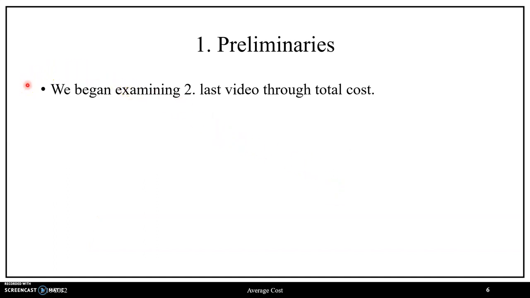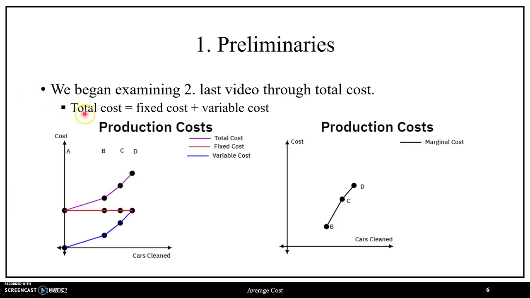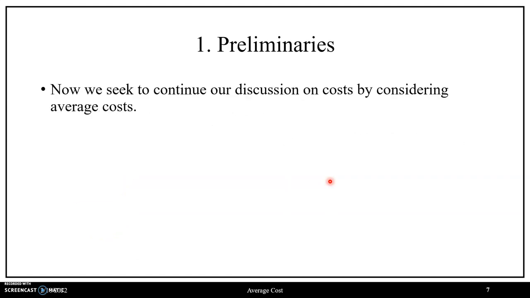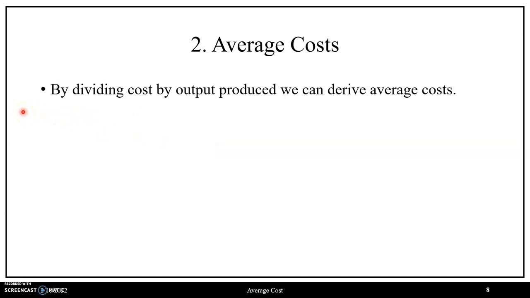and we have begun discussing question 2 in our last video through our discussion of costs and total cost, where we now know that total cost is the sum of fixed and variable costs, and we know their properties graphically, and we saw the rate of change of total cost through marginal cost, which is upward sloping due to diminishing returns on labor. Now we seek to continue this discussion on costs by considering average costs.